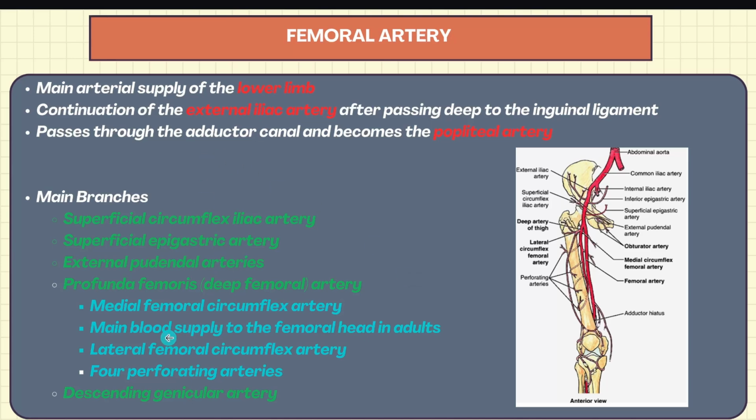It's going to give us the medial femoral circumflex. If you remember from earlier, it's going to then give us the retinacular arteries, which supply the neck of the femur, as you can see here. And then you're going to have the lateral femoral circumflex, and then you're going to have 4 perforating arteries. By the way, this is just a continuation of the medial femoral circumflex. You only have 3 branches of the profunda.